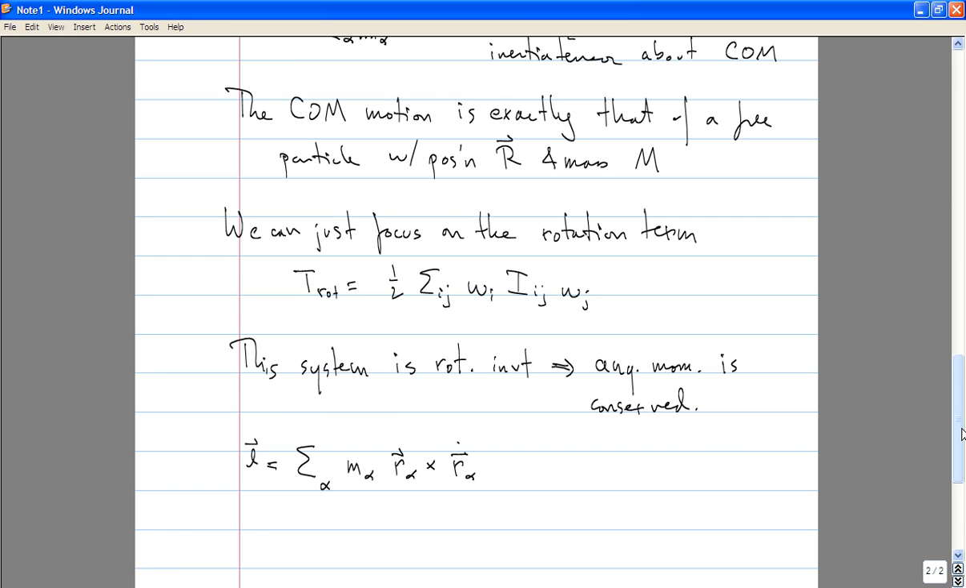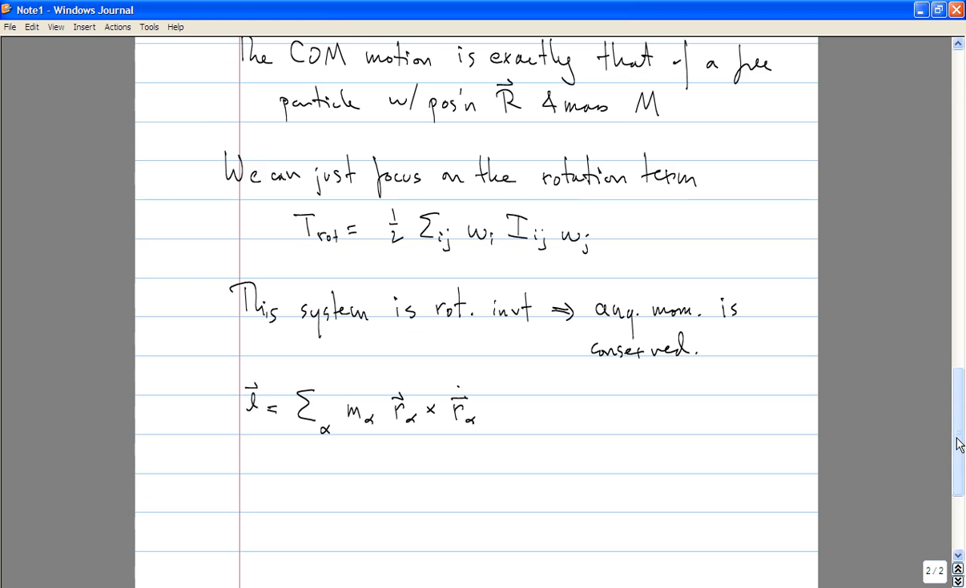Now, what is r alpha dot? I suppose I should have written delta r alpha and delta r alpha dot there. For convenience, I will just leave off the deltas and remember that we're working in a coordinate system where the center of mass is at the origin.